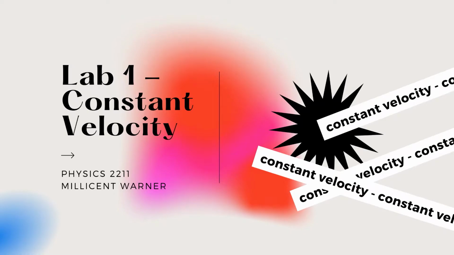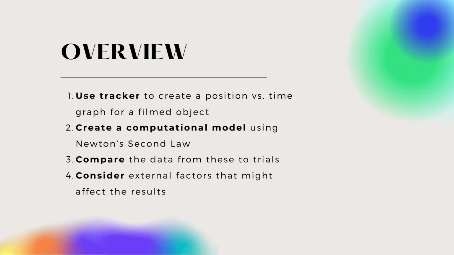In this video, we will be discussing an object moving at a constant velocity. The goals of this lab are to use Tracker to create a position versus time graph for a filmed object moving at a constant velocity, create a computational model that predicts this motion using Newton's second law, compare the data from these two trials, and lastly consider a few of the external forces that might affect the results and generate differences between the two groups of data.